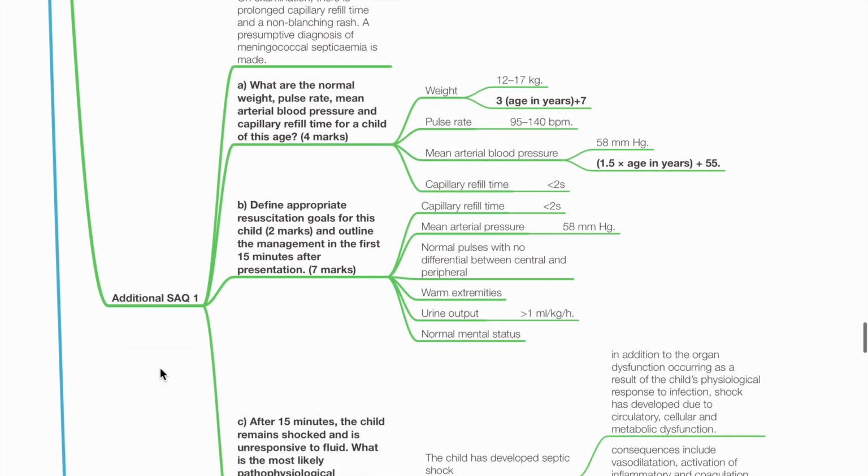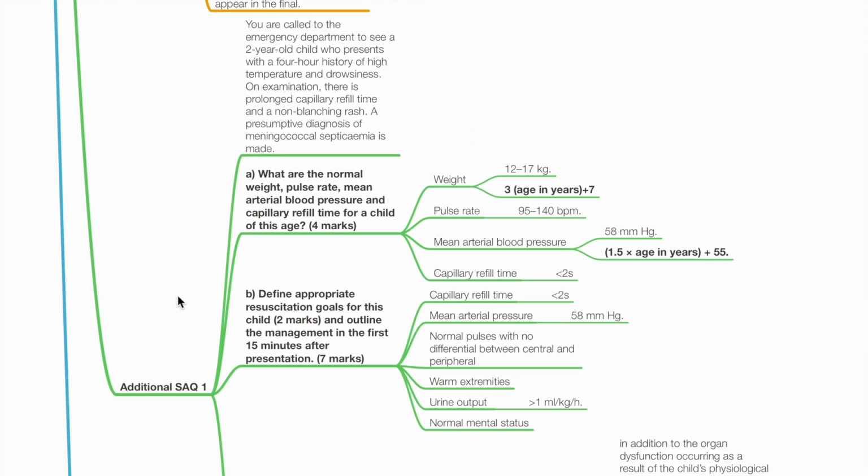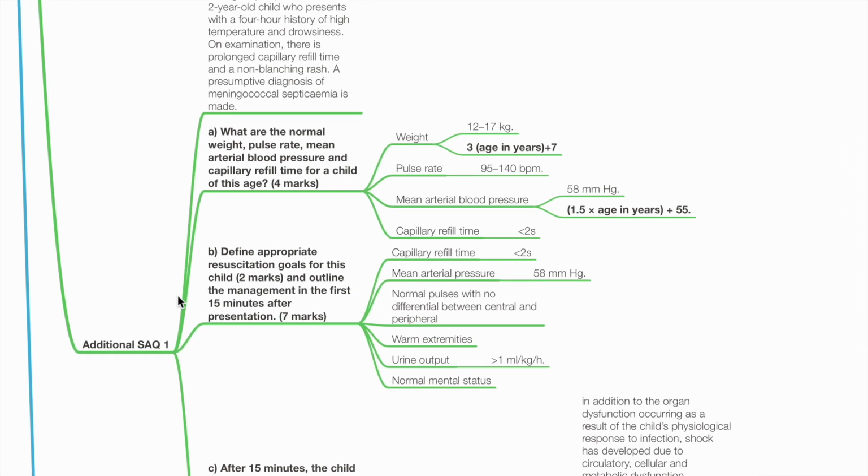Additional SAQ1. You are called to the emergency department to see a 2-year-old child who presents with 4-hour history of high temperature and drowsiness. On examination, there is prolonged capillary refill time and a non-blanching rash. A presumptive diagnosis of meningococcal septicemia is made. A. What are the normal weight, pulse rate, MAP, and capillary refill time of a child this age?